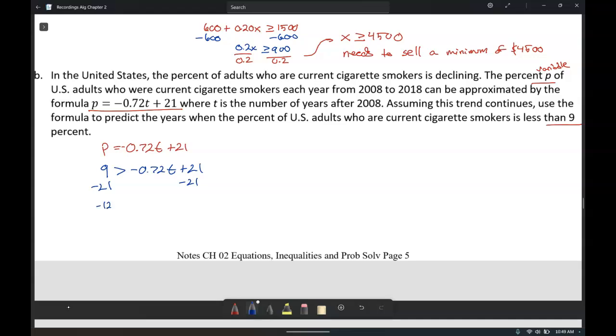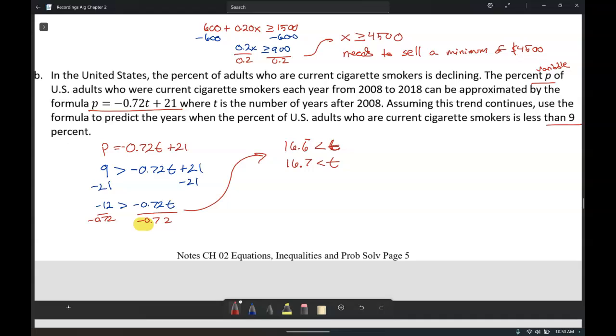And we end up getting negative 12 is greater than negative 0.72t. And we can divide both sides by our coefficient. Now, because we divided by a negative value, we need to remember to flip our inequality. So 16.6 repeated. Now instead of being greater than, it is now less than the value of t. T is greater than 16.6 repeated. So we can round that up just for the sake of it being a real life problem: 16.7 has to be less than t.